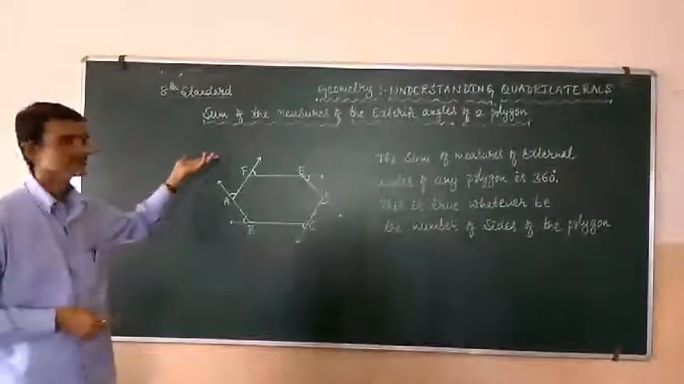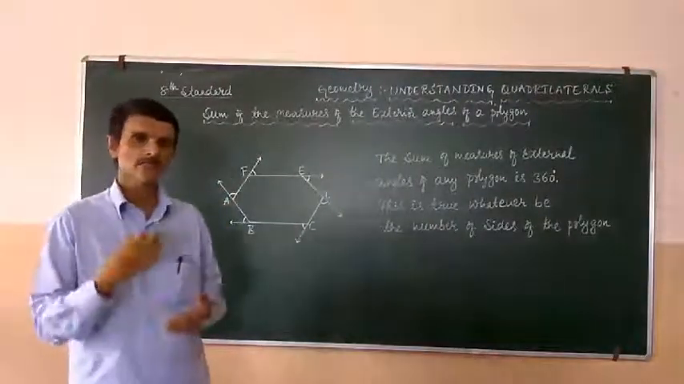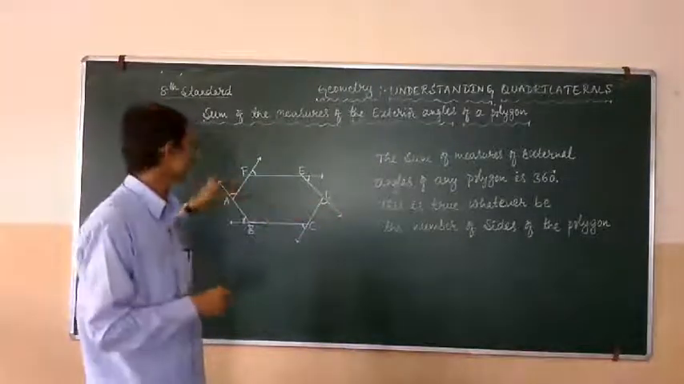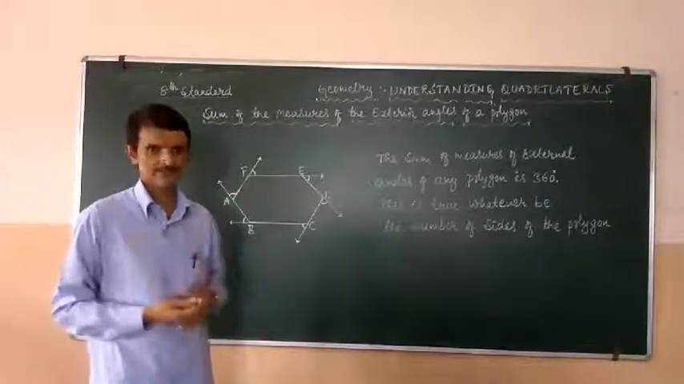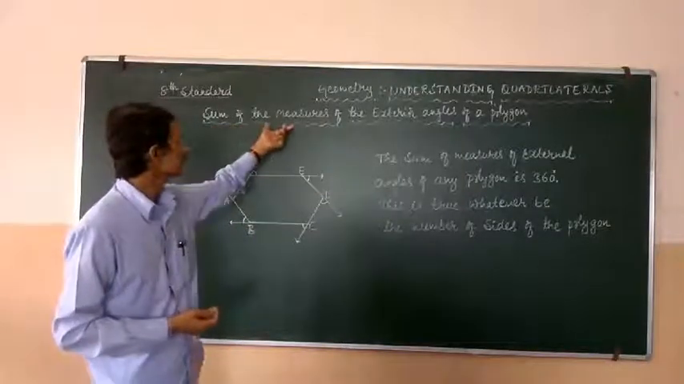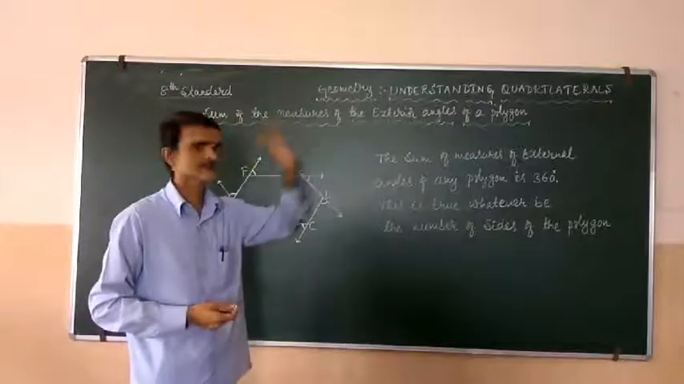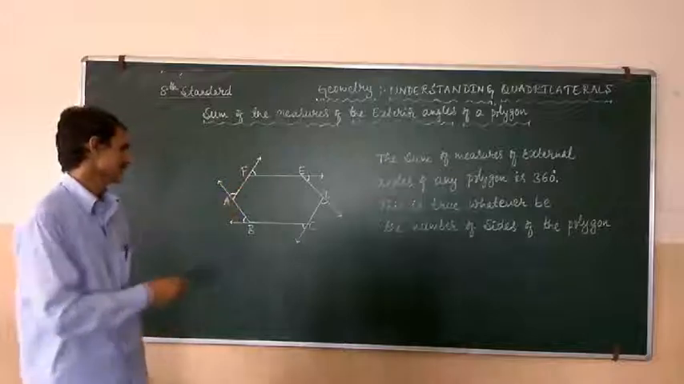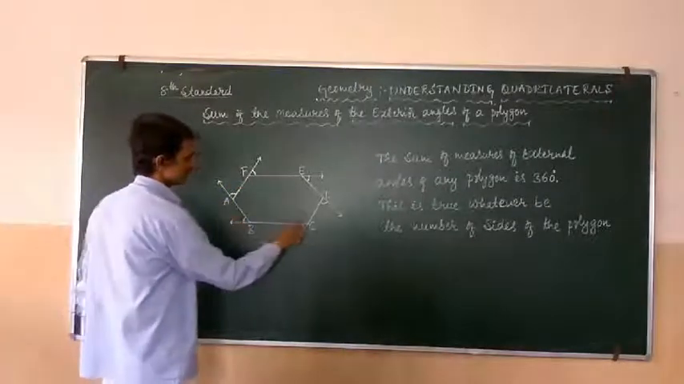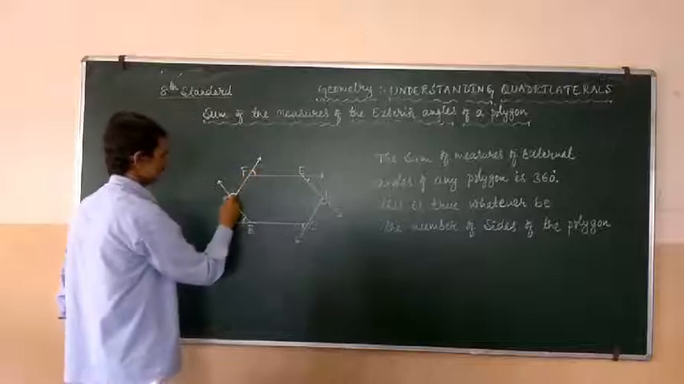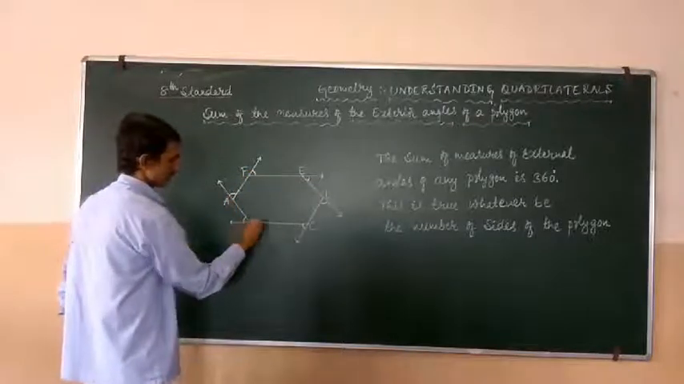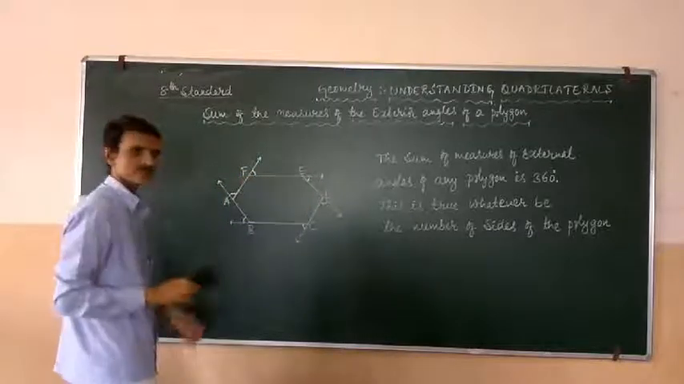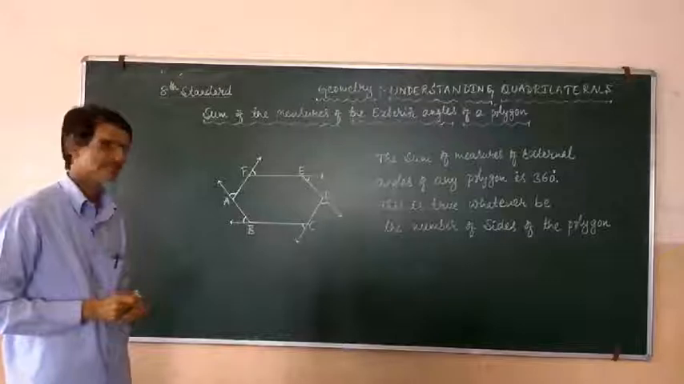Students, now we shall see how to find the sum of the exterior angles, that means the outer part of the given polygon, the sum of the measures of the exterior angles of a polygon. Here I have taken a hexagon: A, B, C, D, E, F. It has 1, 2, 3, 4, 5 and 6 sides, therefore it is called a hexagon.